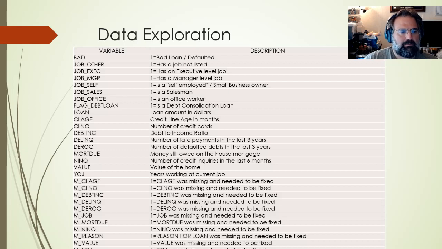Flag debt loan has a debt consolidation loan. So they've tried to reduce their debt by getting consolidation debt. A loan is the amount of the loan that you're going for. The credit line age in months, the number of credit cards, the debt to income ratio, the number of delinquent payments in the last 3 years, the number of defaulted debts in the last 3 years, how much is still owed on their house mortgage, the number of credit inquiries in the last 6 months, the value of their home, years working at their current job. And then the ones that start with M underscore mean that they were missing and had been fixed.